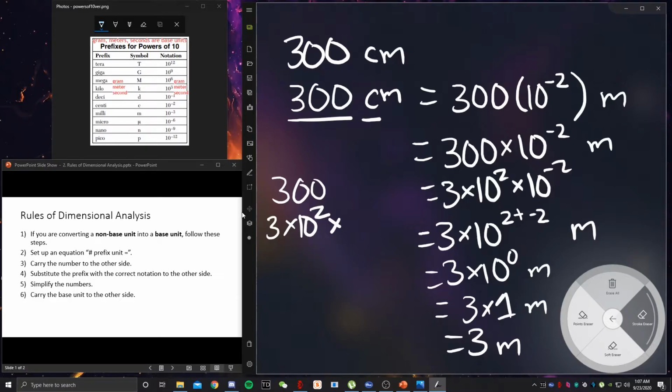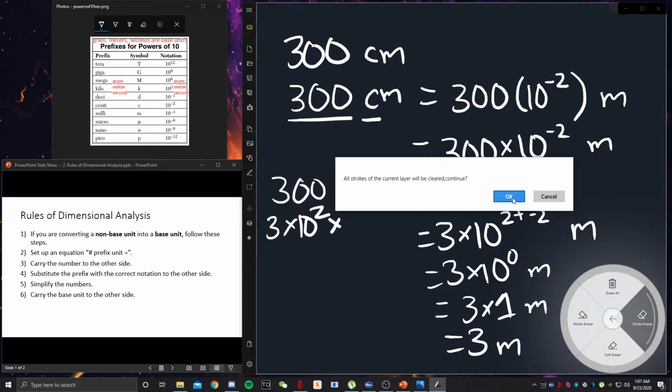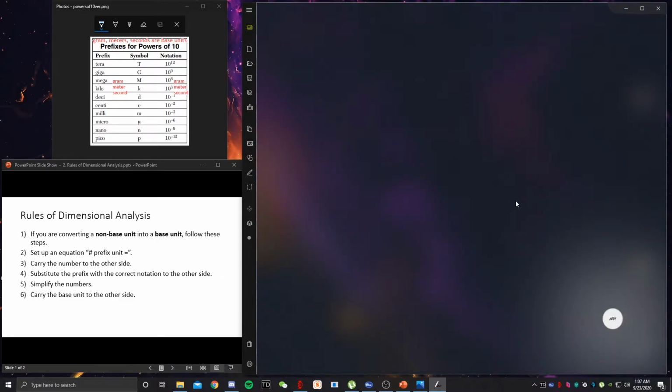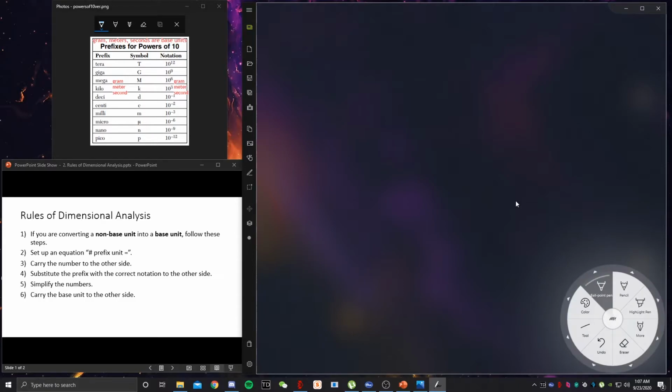And that's a bit more difficult question. So let's try to convert something else. Let's say we want to do the opposite. Actually, let me do one more practice with you guys. Let's say we want to convert 2 microseconds into seconds.